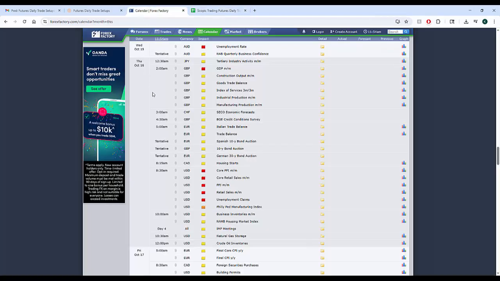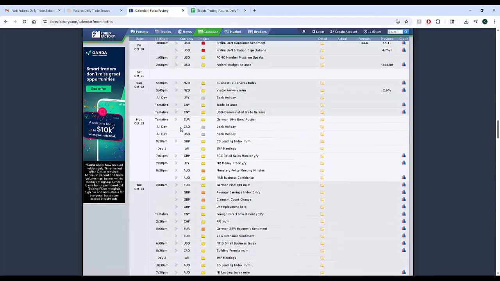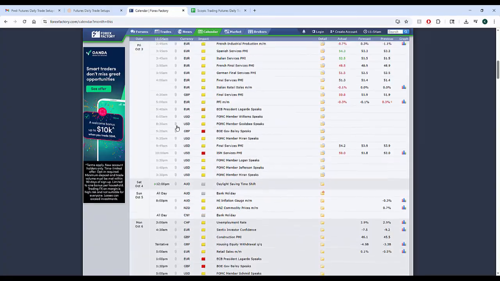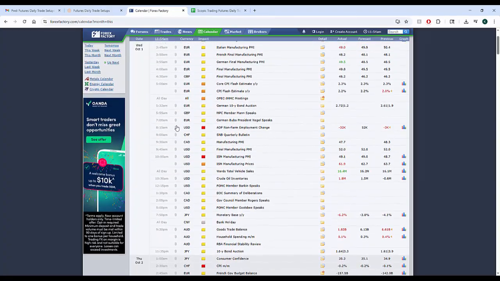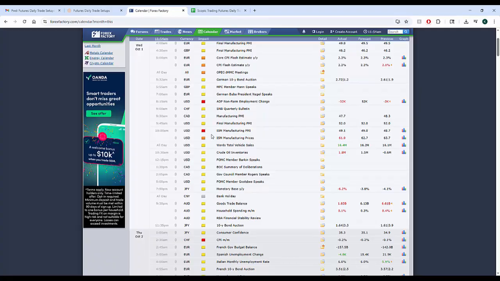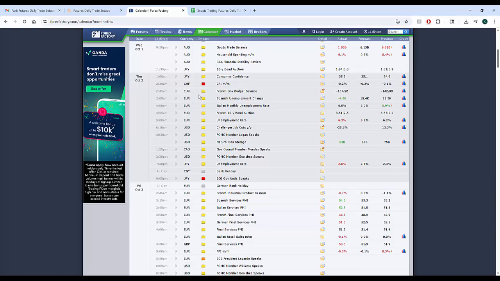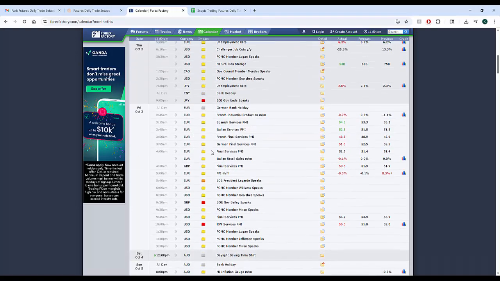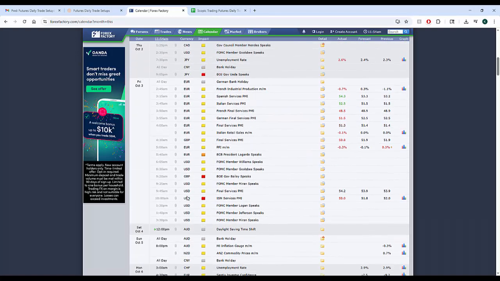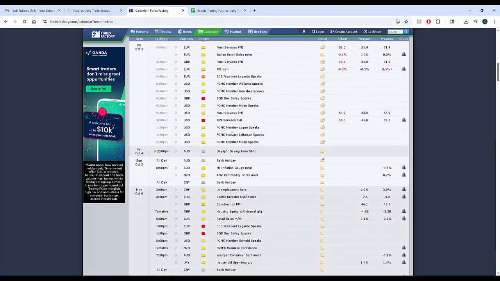Lastly, we're going to take a look at the news for the month of October. Let's scroll back up here to the 1st of October. We see there was ISM manufacturing. That was Wednesday, this past Wednesday. Thursday, there was not much. Friday, we were looking for non-farm payroll, which did not occur because of the U.S. government shutdown. That was the reason for that not happening.